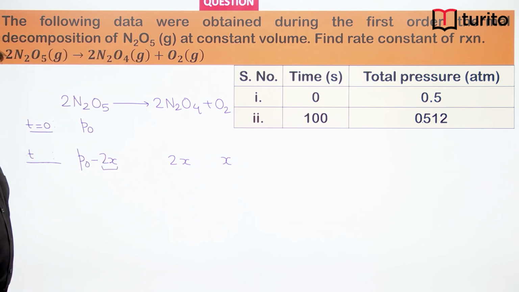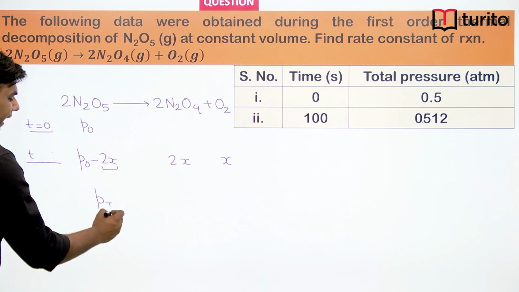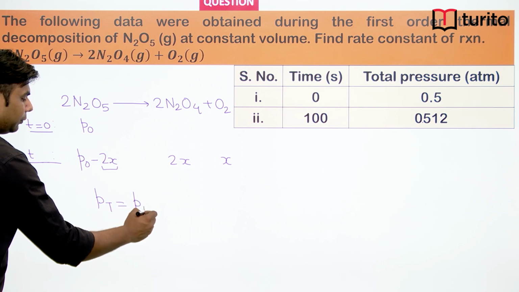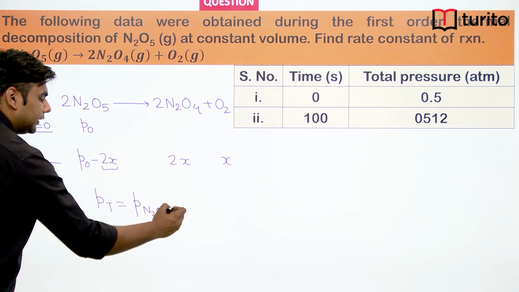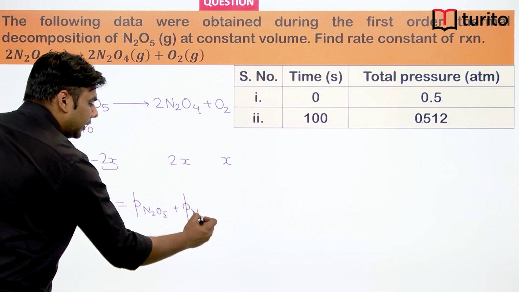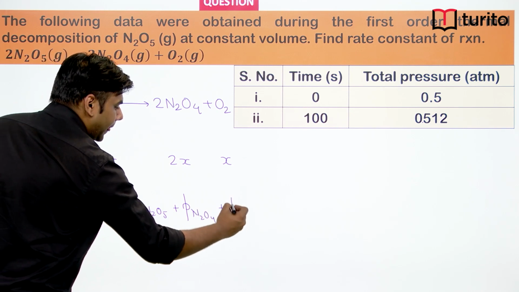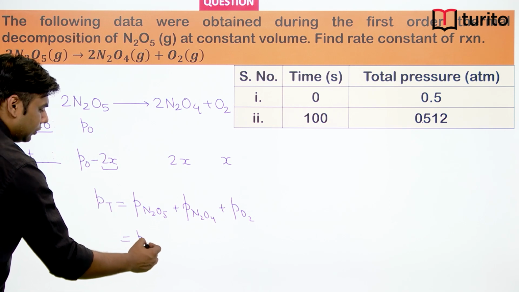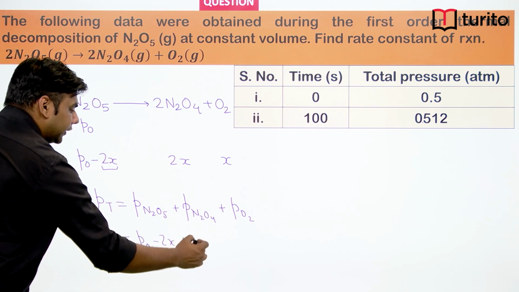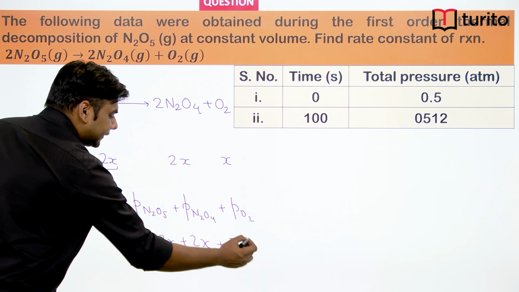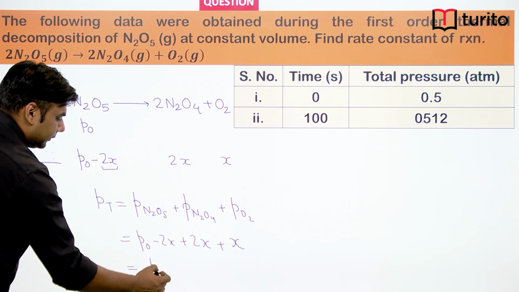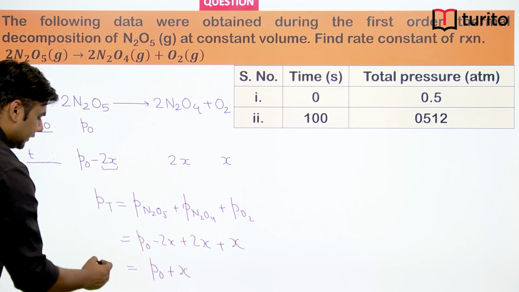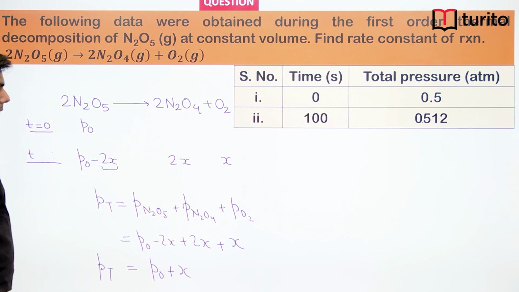Okay, so these are the partial pressures after time t. Now we know that the total pressure at time t would be the pressure of N2O5 plus pressure of N2O4 plus pressure of O2. Now we know that this is P naught minus 2x, N2O4 is 2x, and PO2 is x. So when we calculate this, it comes out to be P naught plus x. So basically PT is P naught plus x.